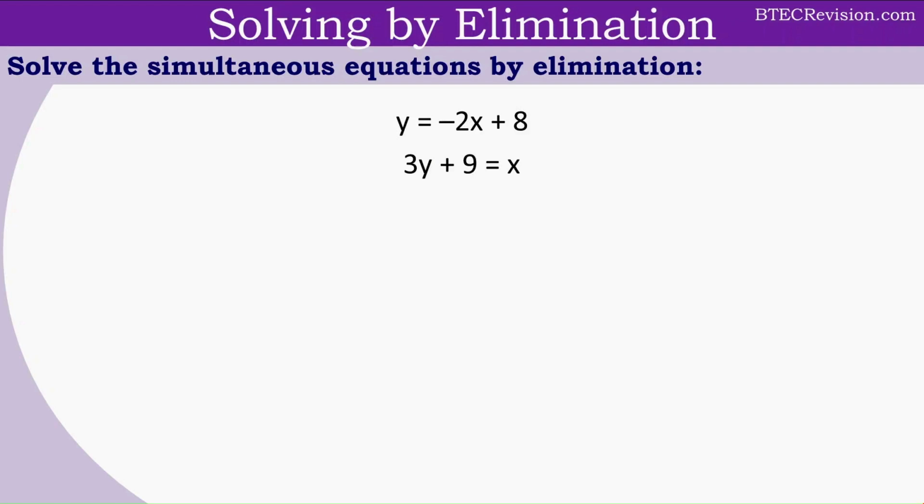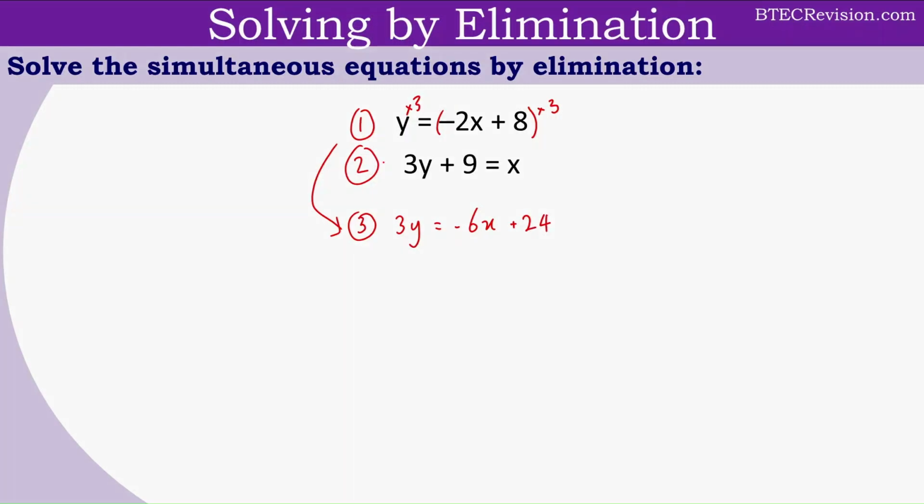Next, let's take a look at solving simultaneous equations through the process of elimination. For this, we will take one equation and make one of the variables the same as in the second equation. The simplest way for this would be to take equation 1 and multiply everything by 3, and that would make the y's equal in both equations. So let's do that, and that will create another equation. I'll call it equation 3. So multiply everything by 3, so that gives us 3y, and multiply the right side by 3, so that would be equal to negative 6x plus 24.